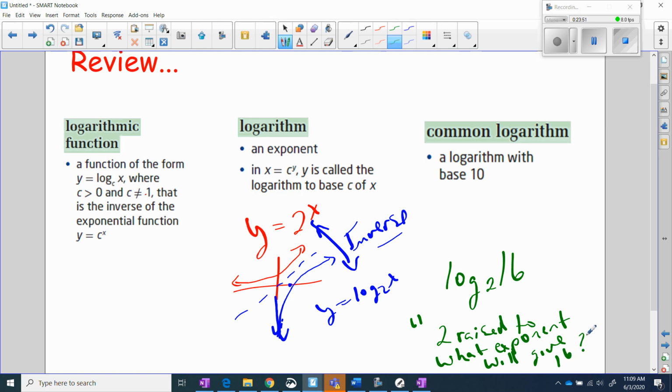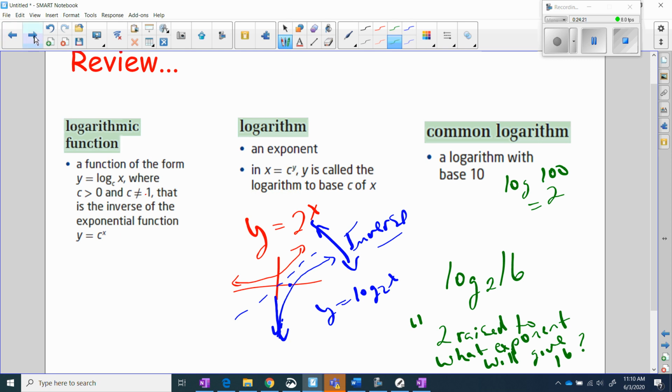That's what the log of 16 to base 2 is equal to. Versus up here, if I just write log of 100 with no base, that implies I'm talking about base 10, common log. I'm saying 10 raised to what exponent gives me 100? Answer is 2. And again, there is a button on your calculator that will do base 10, guaranteed. Some of you will have buttons on your calculator that let you input any base, which is a nice feature to have on a calculator.